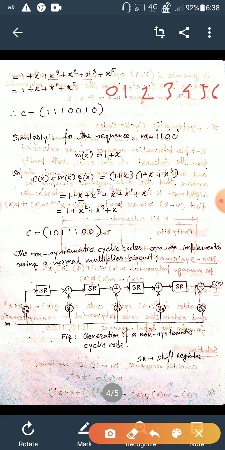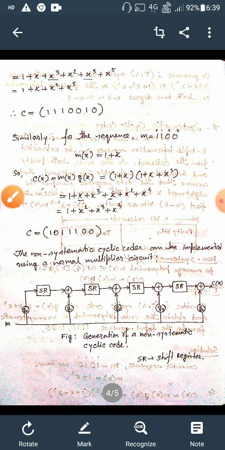Now check here for the polynomial which one you got. So first it should be 1. For the second, x is present, so this is also 1. For the third, x square is present, so this is also 1. x to the power of 3 is not present, so it will be 0. x to the power of 4 is also not present, so this is 0. x to the power of 5 is present, so this is 1, and x to the power of 6 is also not present. So these are the code word for the message which is given to you.